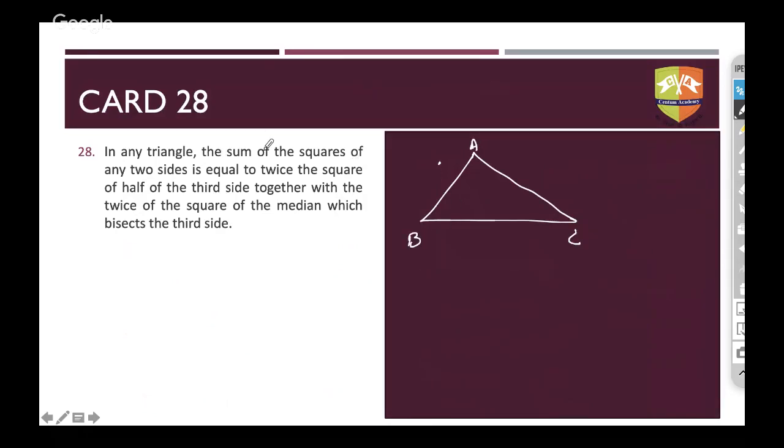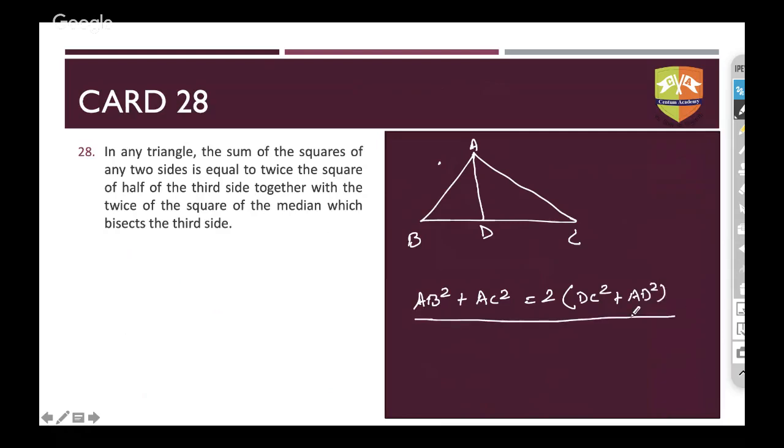In any triangle, the sum of the squares of any two sides, so AB square plus AC square, is equal to twice the square of half the third side and the median. So this is D: 2 times DC square plus AD square. This is Apollonius theorem. We have discussed the proof in our classes, right?